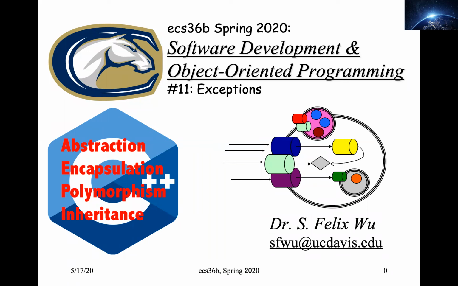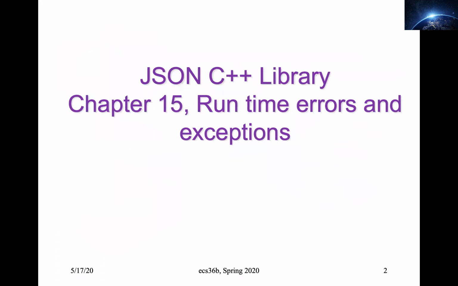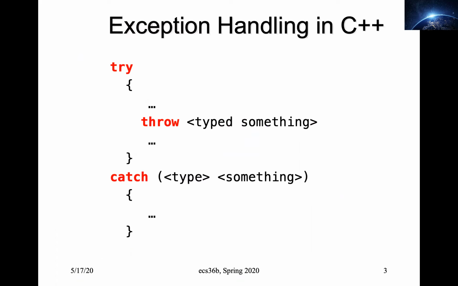You already saw some of that in your homework assignment number 3, and homework assignment number 5 you started. We're going to go over mainly chapter 15, but we'll also look at the JSON C++ library and how it uses exceptions. All right, so what is an exception? You have seen this, the clause called try. Essentially, exception handling in C++ is these keywords, try and catch.